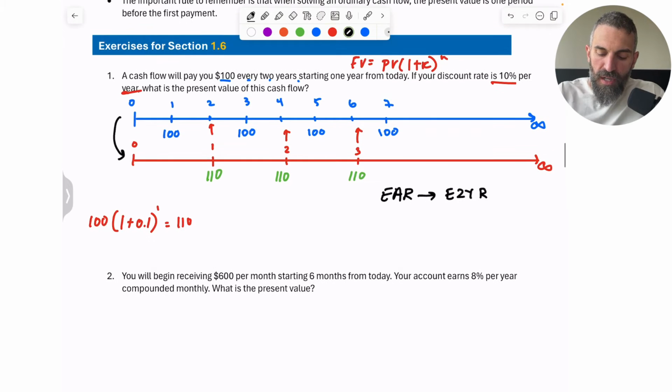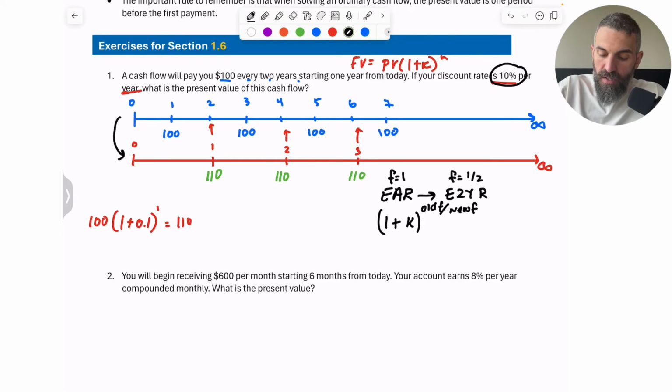So we're going to start by using our effective to effective formula. Because we already have an effective annual rate and we want an effective 2-year rate, we have a frequency of 1, but we actually want a frequency of 1/2. So we're going to use the formula. Remember, the kind of effective rate that we have, and then the old F divided by the new F, minus 1. So 1 plus 10%, to the power of 1 over 1/2, minus 1.